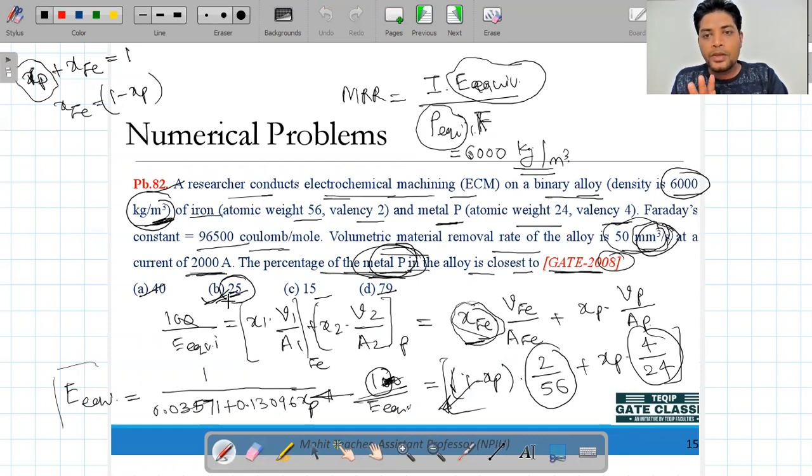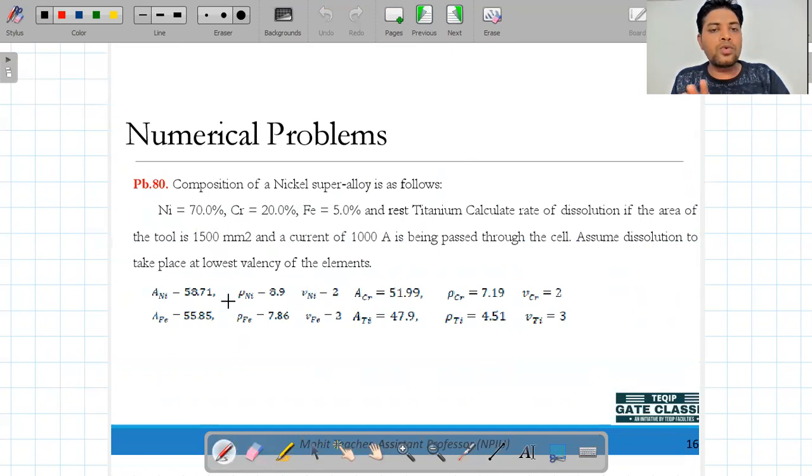But that one was based on a binary material, whereas here it is a quaternary material we are taking, meaning 4 different metals. So for 4 metals, there is a possibility that it can be asked in engineering services or administrative services. Here you have to calculate the rate of dissolution, meaning the feed rate.